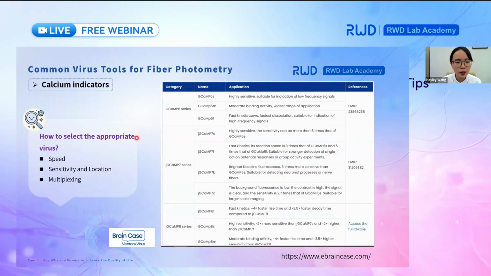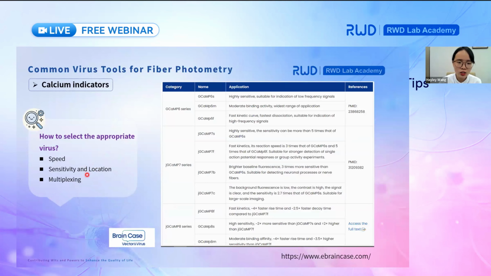So an important practical question is how to choose the appropriate virus. When we're choosing a calcium sensor, there's no single best option for everything. The most important question is, what do you want to measure? So first, we think about speed. The fast processes like neural firing need fast sensors, while slower processes can use more sensitive but slower ones.